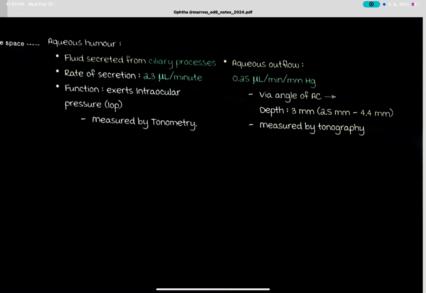Depth is 3 mm, and 2.5 to 4.4 mm is the range of the depth of anterior chamber. It is also measured by tonography. So tonometry is measuring the aqueous fluid pressure, that is the intraocular pressure, and tonography is measuring the outflow of aqueous.